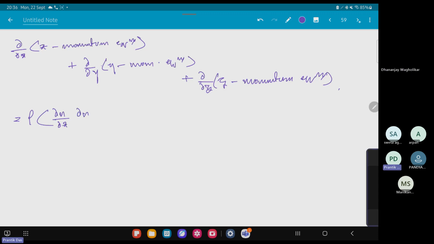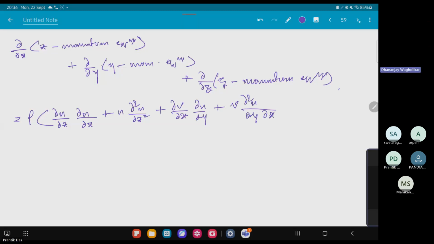So rho of du dx plus u d square u dx square plus dv dx du dy plus v d square u dy dx plus dw dx du dz plus w d square u dz dx.